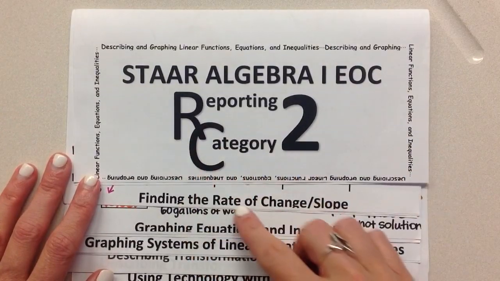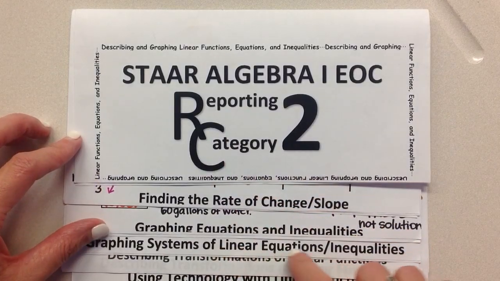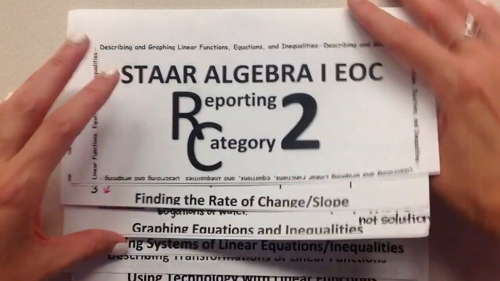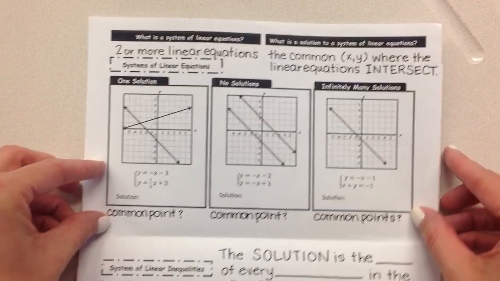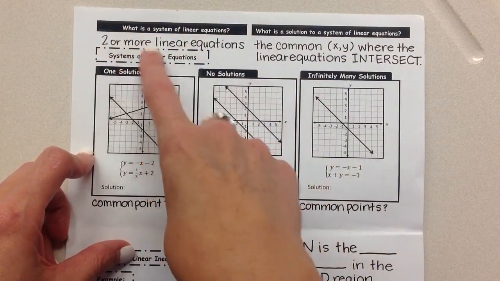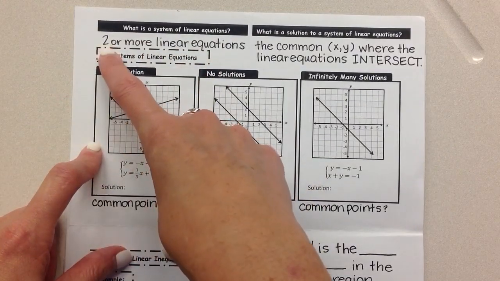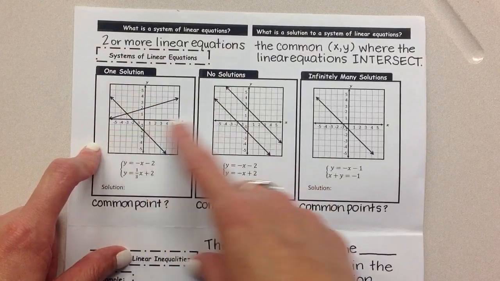Okay, so we are going to talk about Category 2, graphing systems of linear equations and inequalities. So it should be the middle of your flipbook. So first we got to talk about what a system of linear equations is, and it's simply two or more linear equations. Now in Algebra 1, you are specifically working with two equations at the same time.